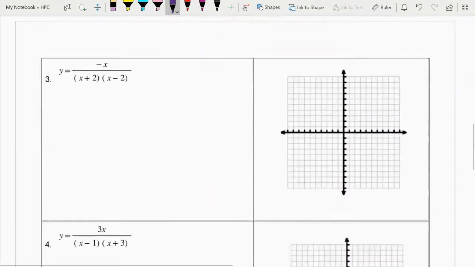Okay, number 3, we have y equals negative x divided by (x plus 2)(x minus 2). So this one's a little less obvious. The degree in the numerator is going to be to the power of 1, but the degree in the denominator, if we were to double distribute, would be 2. We would have x squared. So if we look back at our table at the beginning, the larger power is in the denominator. So this would follow example C. That means that our horizontal asymptote is going to be y equals 0.